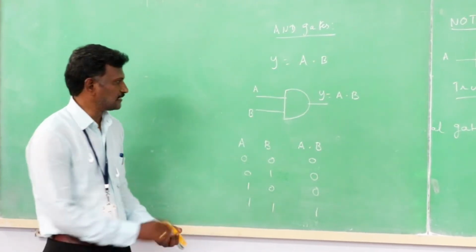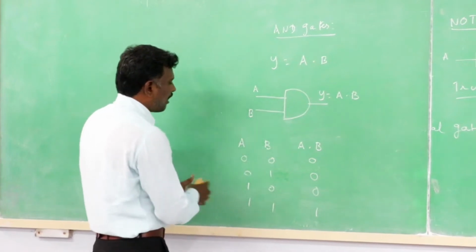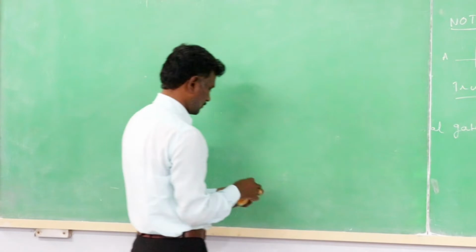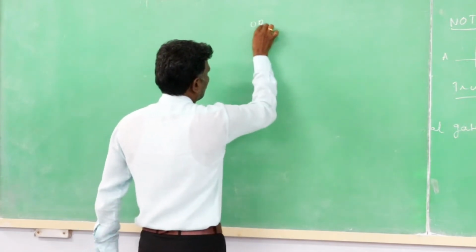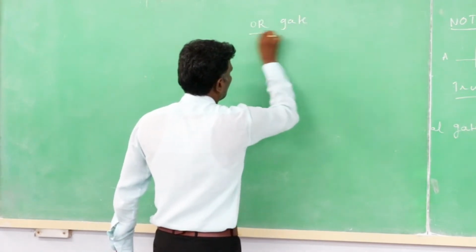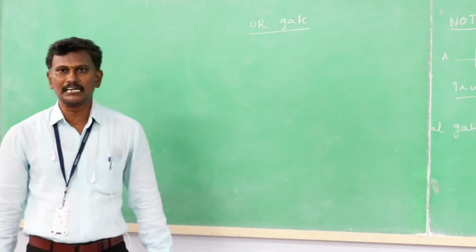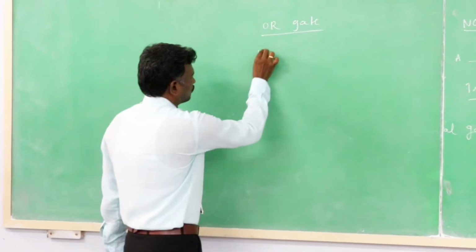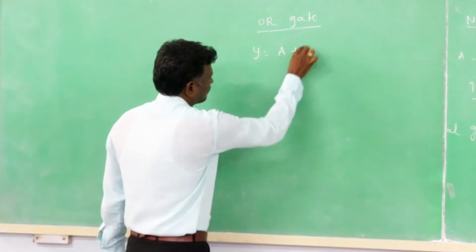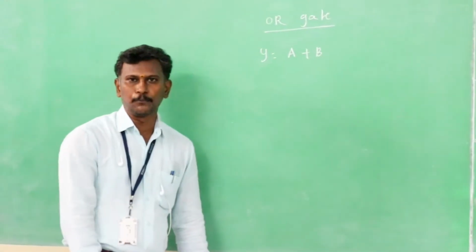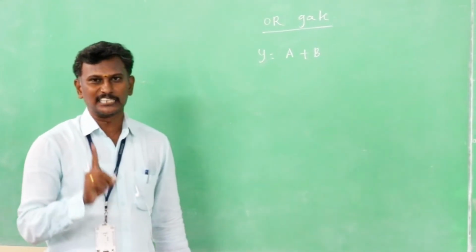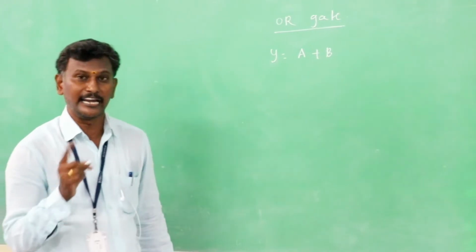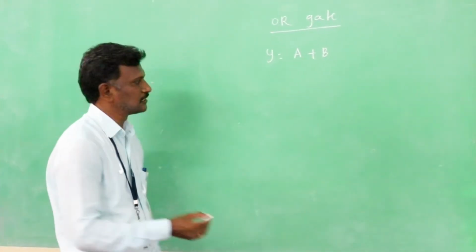Next one, OR gate. The OR gate performs the logical addition operation, so Y equal to A plus B. It has two or more inputs but a single output only. Except the NOT gate, any other logic gate has n number of inputs but a single output.